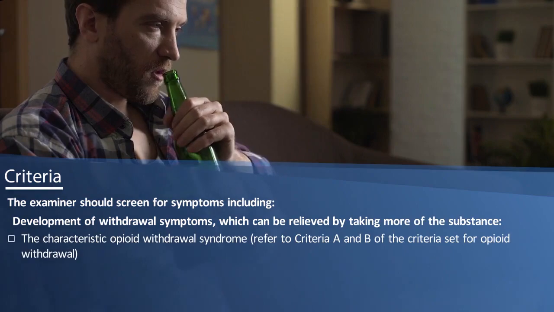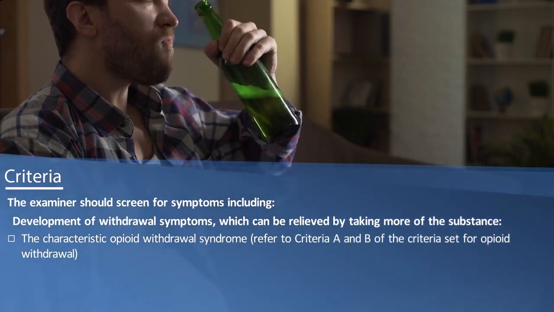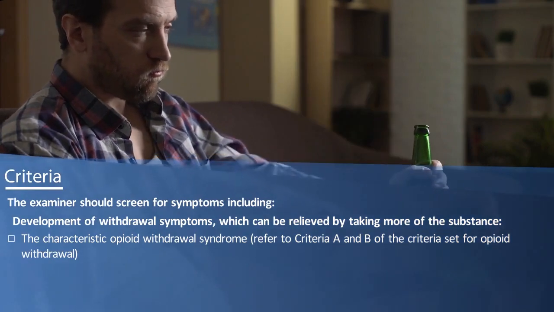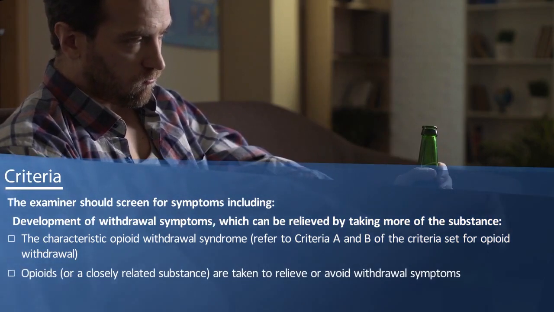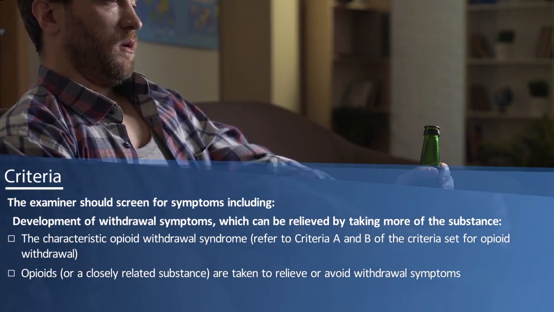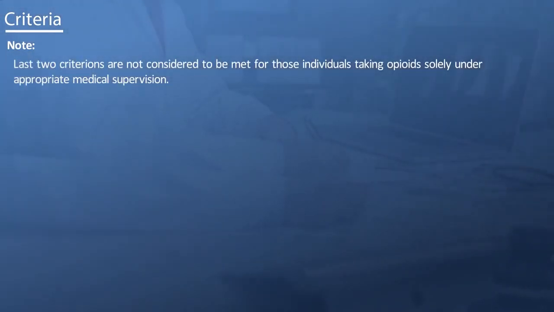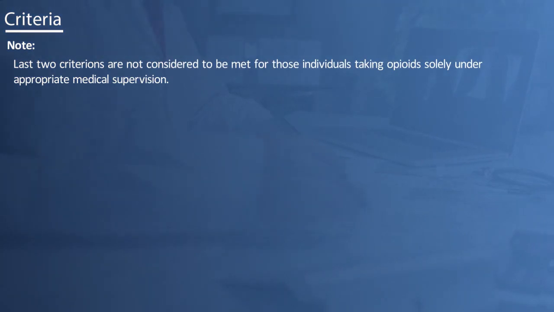The characteristic opioid withdrawal syndrome, referred to criteria A and B of the criteria set for opioid withdrawal, or opioids, or a closely related substance, are taken to relieve or avoid withdrawal symptoms. It is important to note that the last two criteria are not considered to be met for those individuals taking opioids solely under appropriate medical supervision.